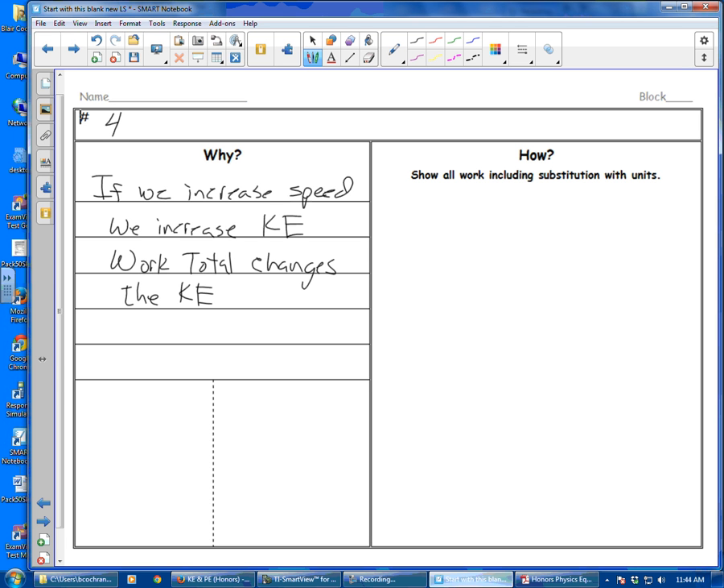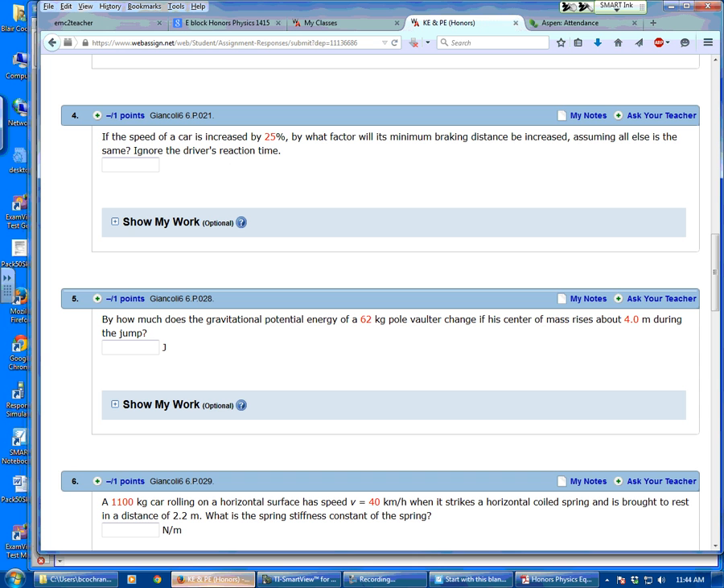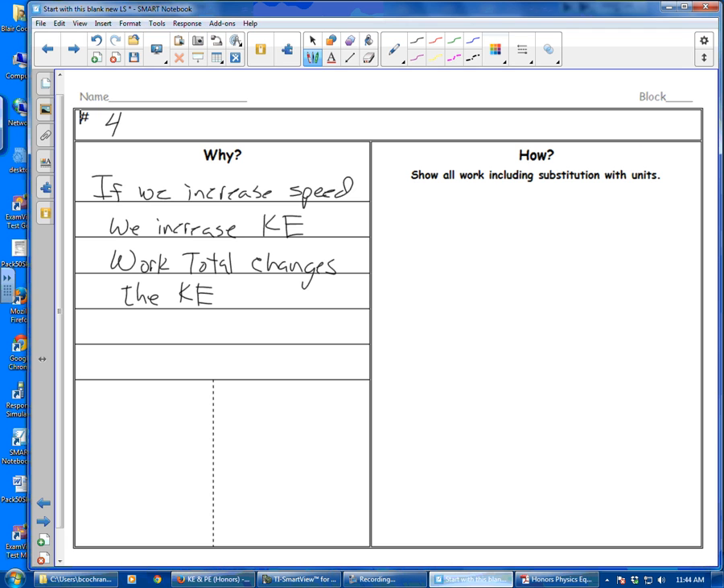So, remember, as we increased the kinetic energy at the bottom of the ramp, the distance it went kept increasing. So we're expecting this distance to be larger. By what factor will the minimum braking distance be increased? So, what we're looking at here, let's see.